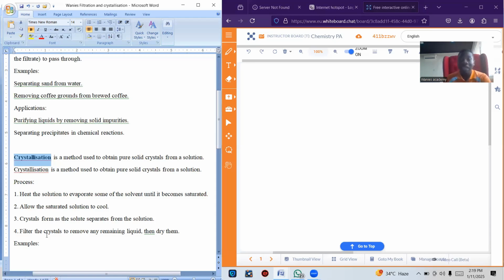So that is what we call crystallization: heating the solution of water and salt first until it becomes saturated, then it forms crystals, and after that separating the crystals from the water to obtain our pure salt. So that is the crystallization process.